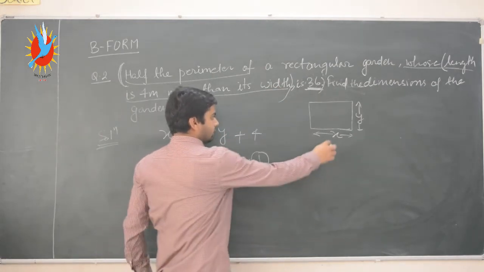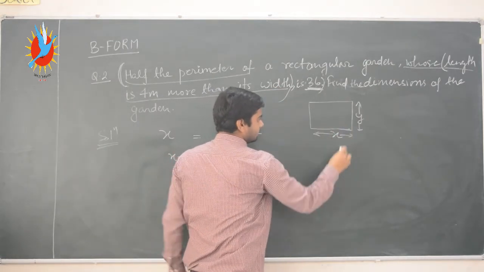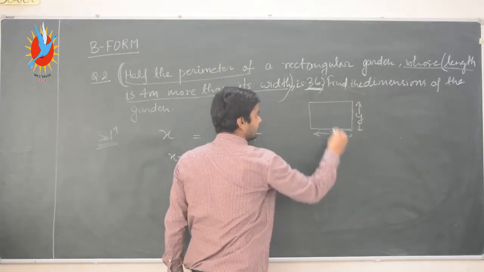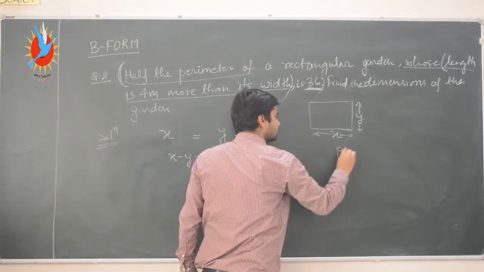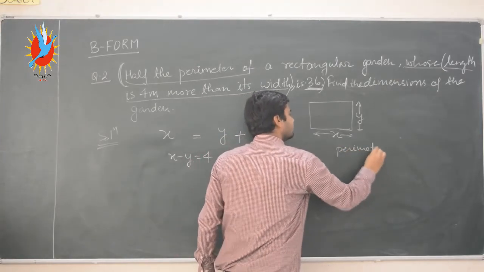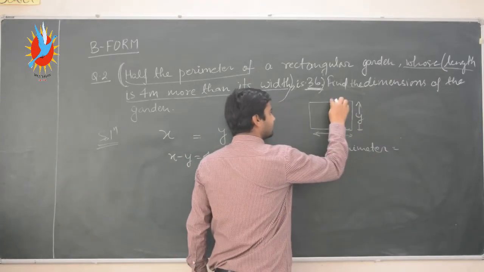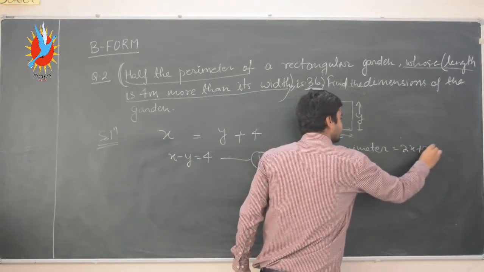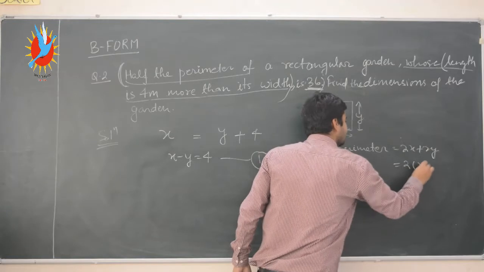Okay, we all know that the perimeter of any shape is equal to its surrounding length. So here the perimeter of this rectangular figure will be equal to x plus y plus x plus y. This will be equal to 2x plus 2y, or we can write it as 2(x plus y).